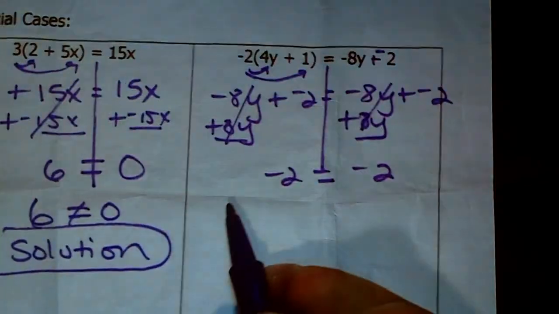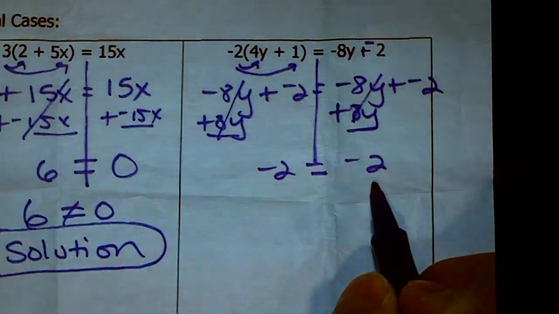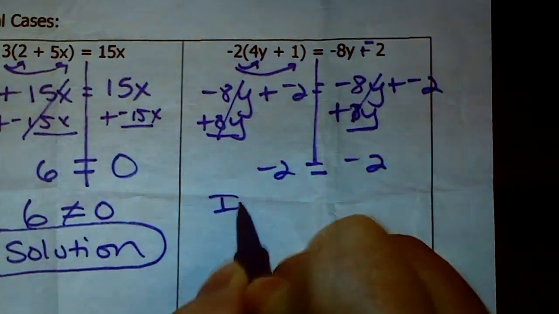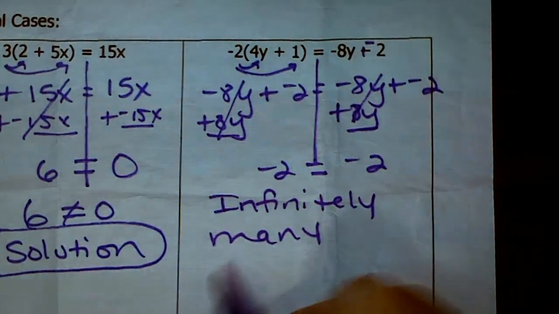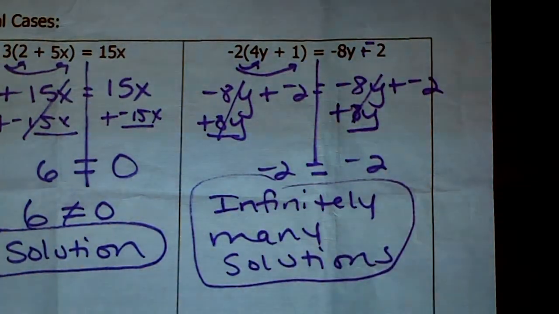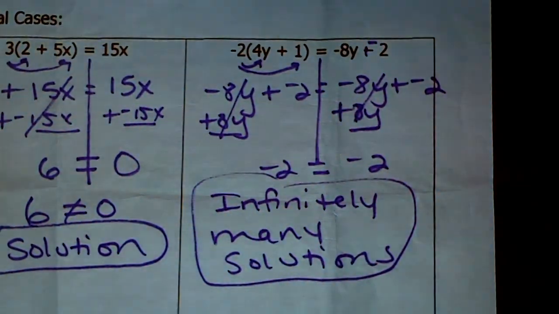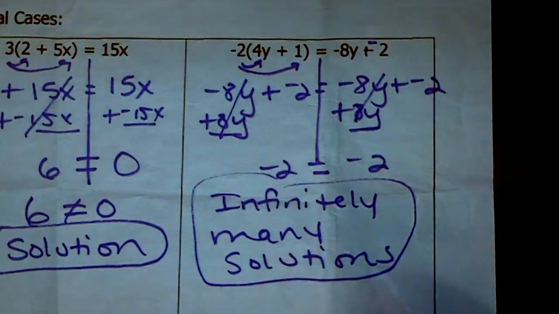Now, in the previous example, 6 did not equal 0. But in this example, negative 2 does equal negative 2. That means that there are infinitely many solutions. And what infinitely many means is that any number that you plug in for y works. There is not just one answer. The answer is every number. So we call that infinitely many instead of every number because it sounds really fancy.